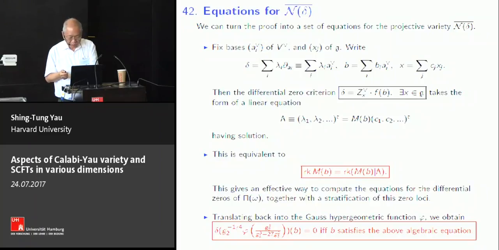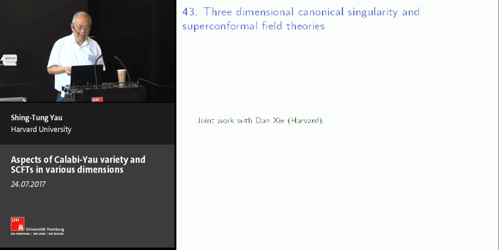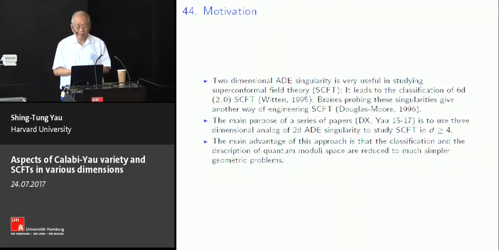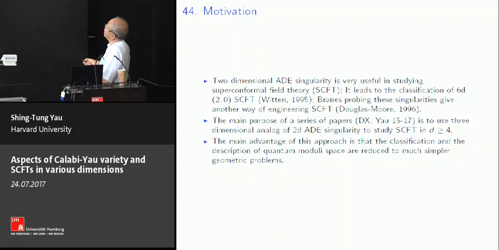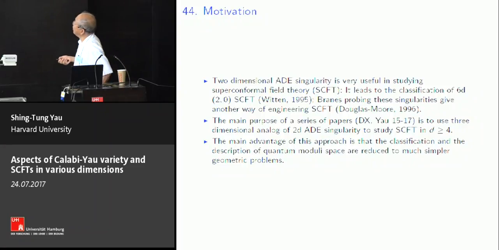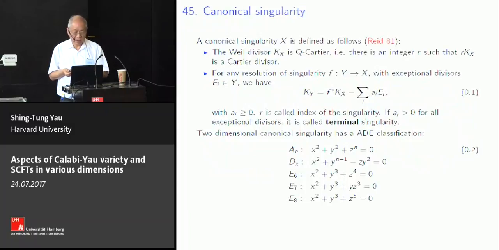Okay, now I want to skip to a different talk, in a way, with density we have discussed in the last 2 years. So these are two-dimensional ADE singularities generalized to more general situations. And so in this series of problems, we understand the three-dimensional analog of 2D ADE singularity, to use it to study superconformal field theory for d bigger than or equal to 4. The major thing we try to understand is to introduce differential geometry to understand this problem. So let me explain a little bit.